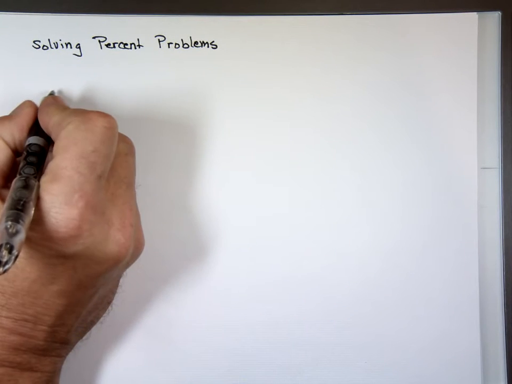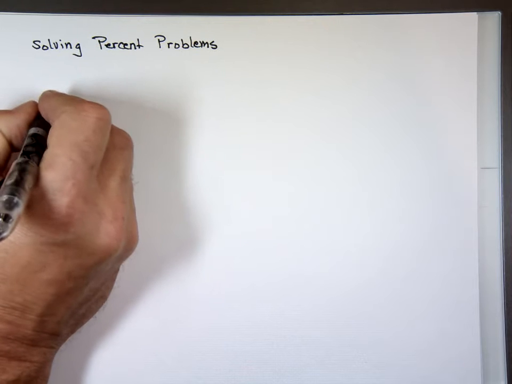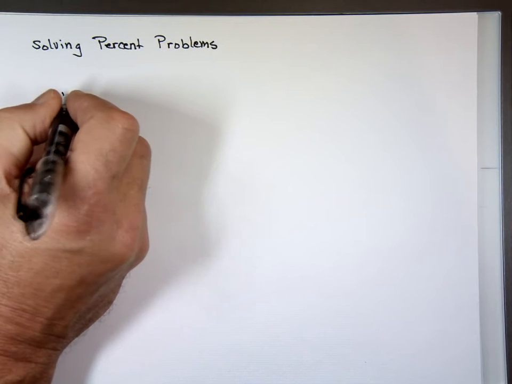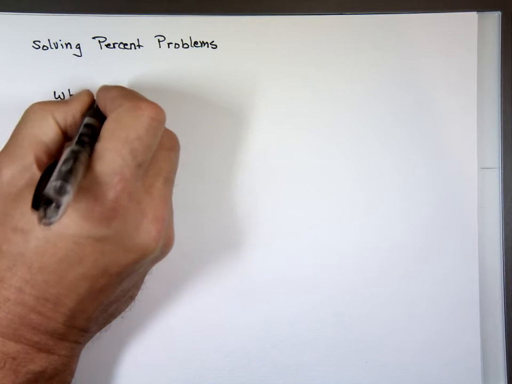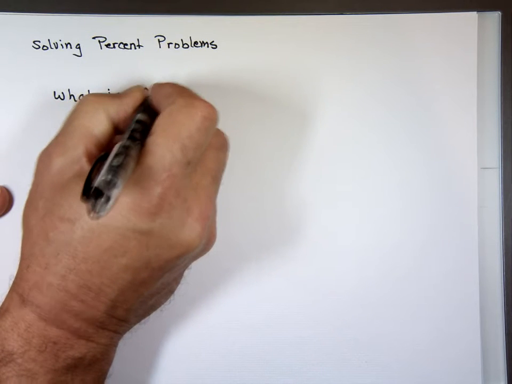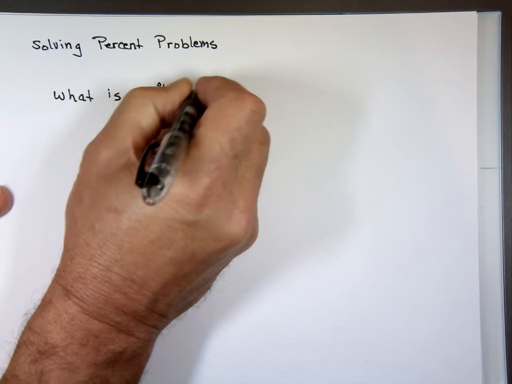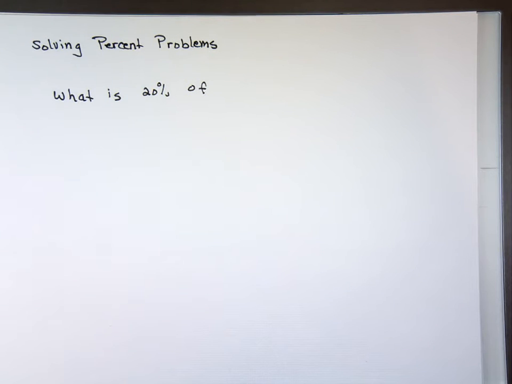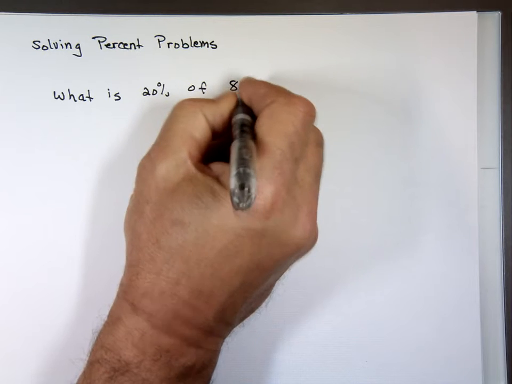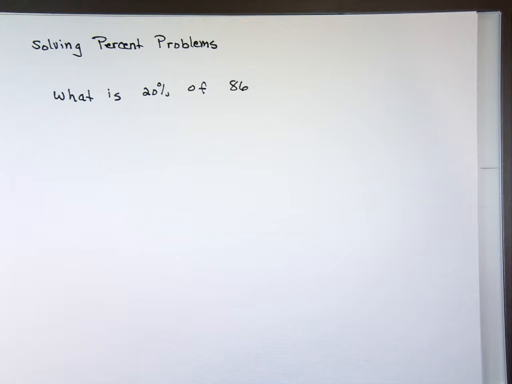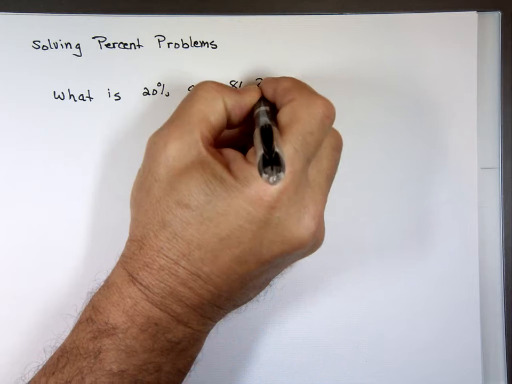Let me give you a problem. Let's say you're shopping and you see a sign that says 20% off. So the question is, what is 20% off? Again, you're buying, I don't know, a Christmas gift and the price on it is 86 bucks, and the big sign says 20% off. So in your mind, you want to know what's the discount. So what is 20% of 86? That's what the question is.